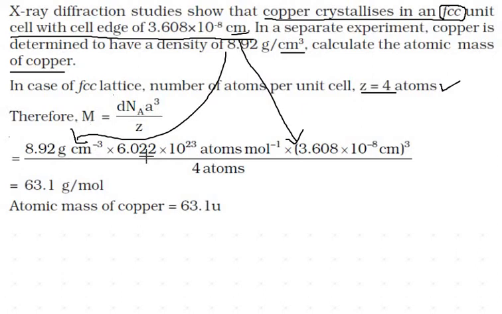8.92 into 6.022 into 10 to the power 23, that is the Avogadro number, which is constant, and into the cell edge length, that is 3.608 into 10 to the power minus 8 centimeter whole cube divided by Z, and Z is equal to what? 4 atoms. Okay, so this is how it came. Now let us use the calculator.